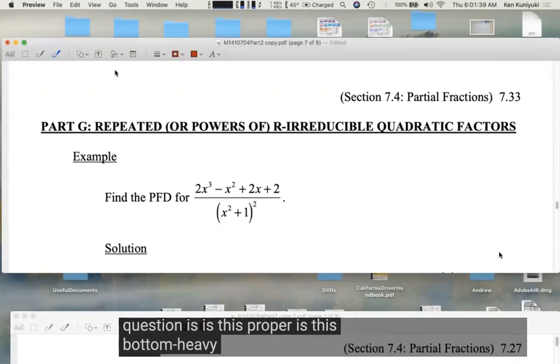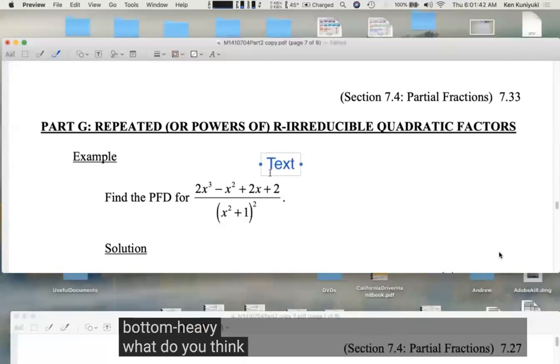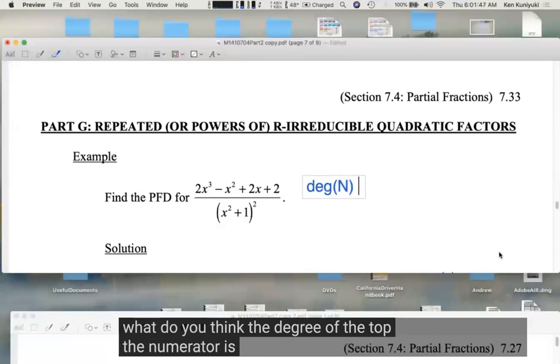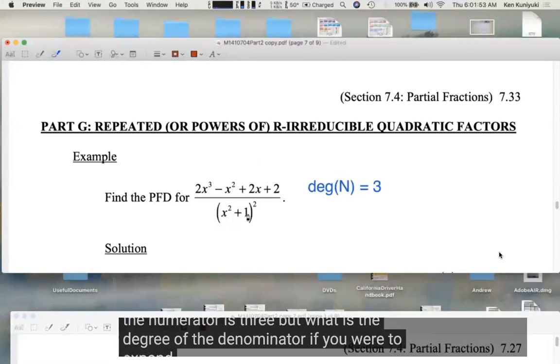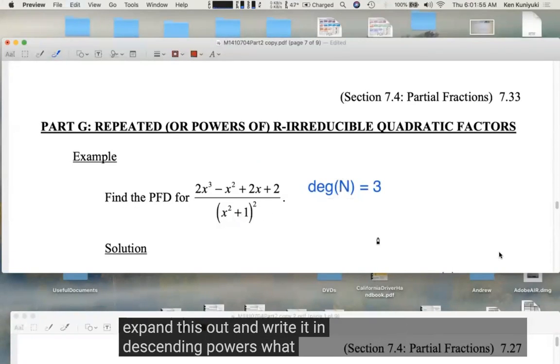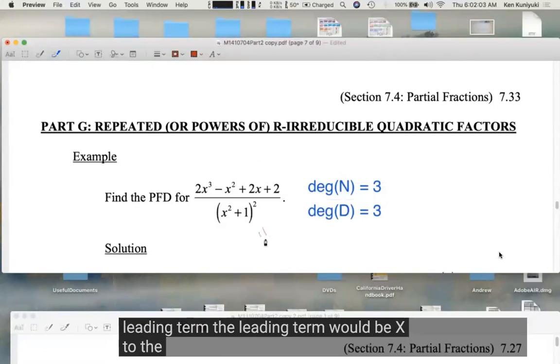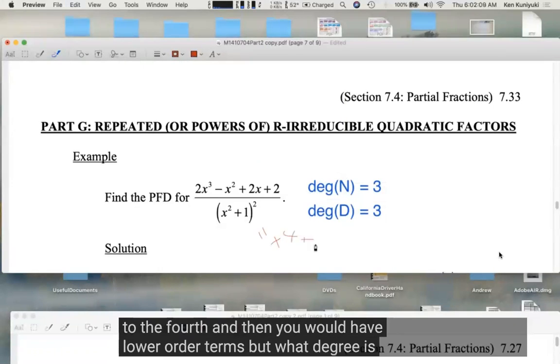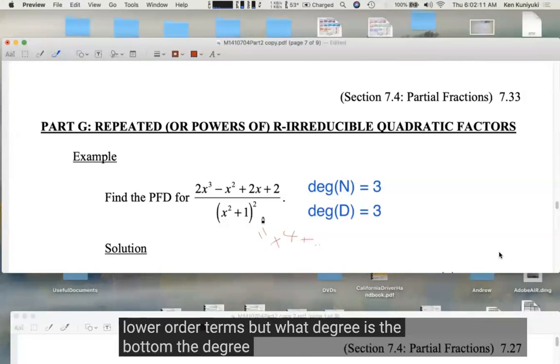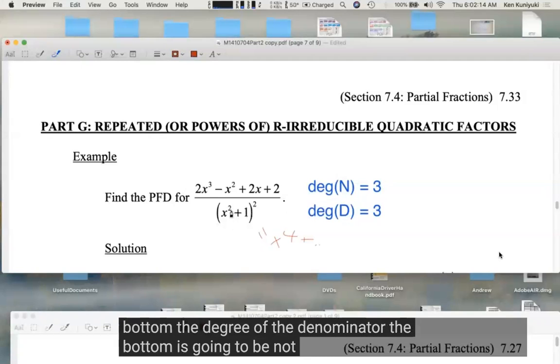Is this bottom heavy? What do you think? The degree of the top, the numerator, is 3. But what is the degree of the denominator? If you were to expand this out and write it in descending powers, what would be the leading term? The leading term would be x to the 4th. And then you would have lower order terms. But what degree is the bottom? The degree of the denominator, the bottom, is going to be not 2, but 4.